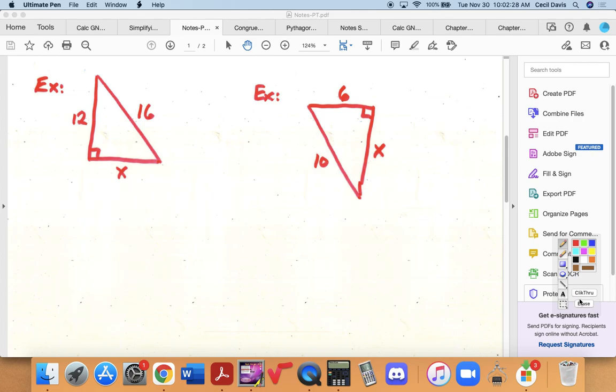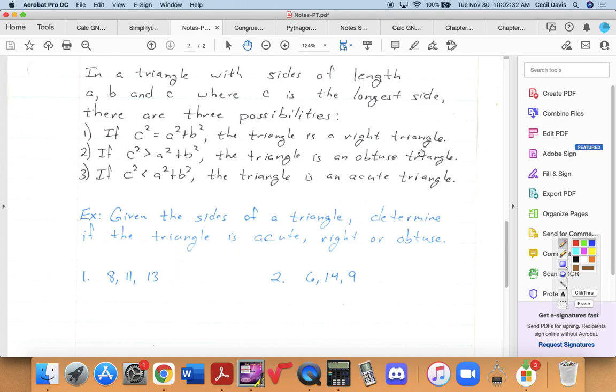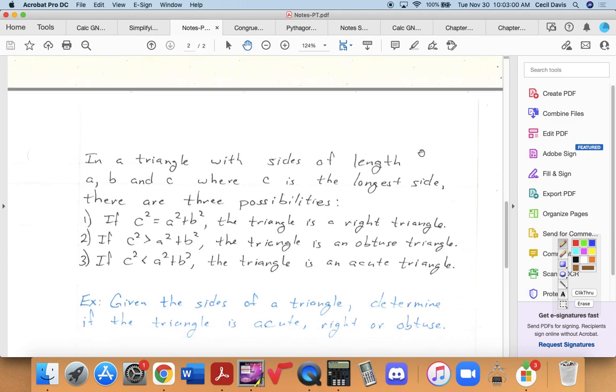All right, page 2. So we know how to tell whether a triangle is acute, right, or obtuse based on its angles. We've done that a couple of times. We can also find out if a triangle is acute, right, or obtuse based on its sides. You're like, wait a minute, isn't it the angles that are important? Well, it is. Here's the deal.